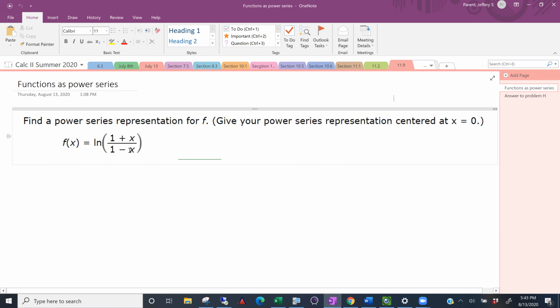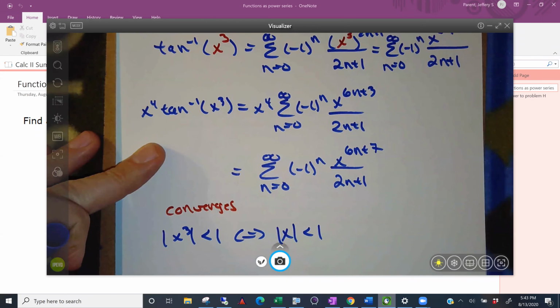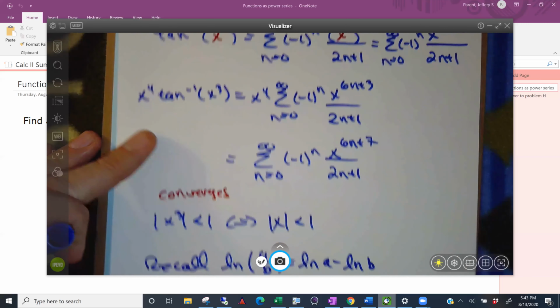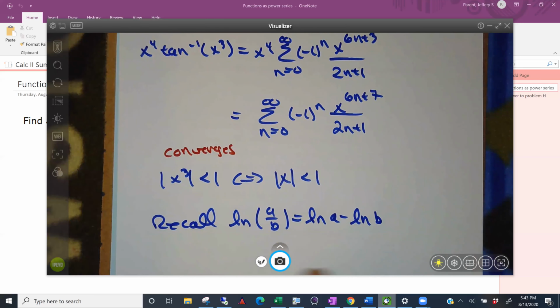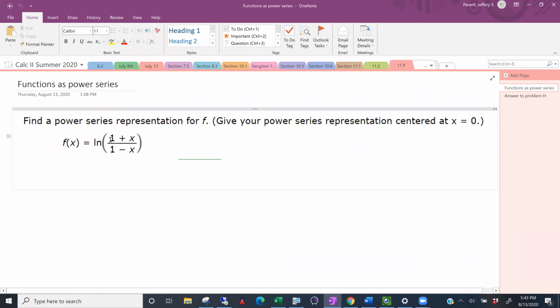Now, hopefully one of the things you remember is that there are some properties of logarithms that you can use. So recall, natural log of a over b is natural log of a minus natural log of b. And we've got a series for each of the logs that result from this. So let's just narrate this.